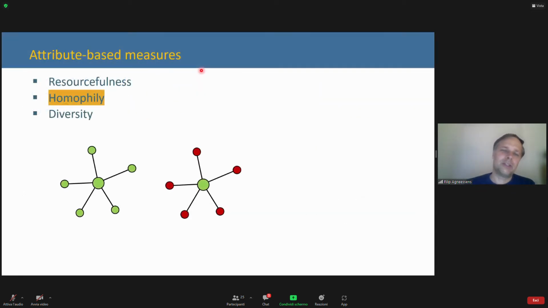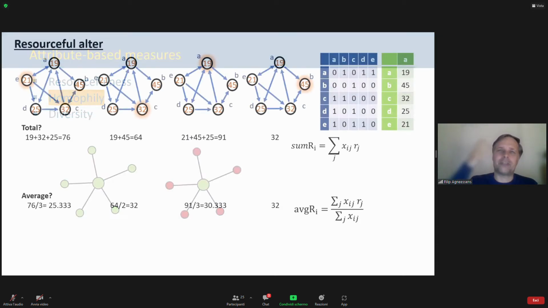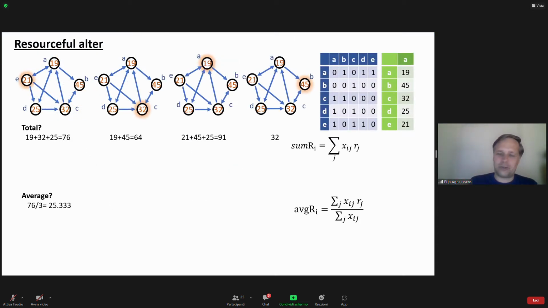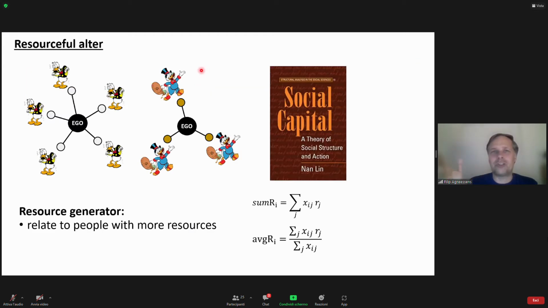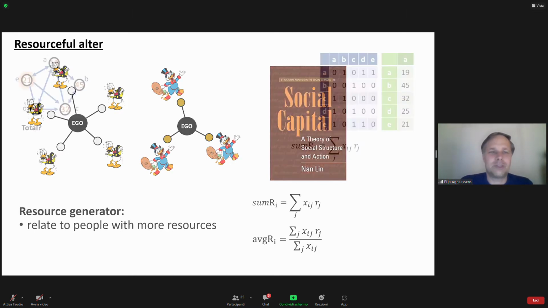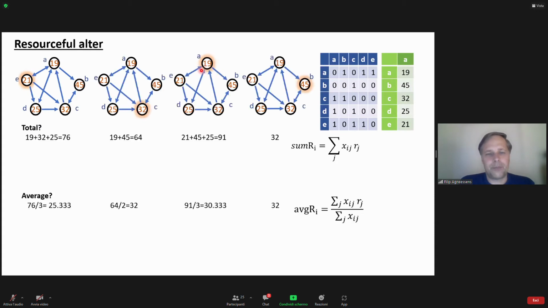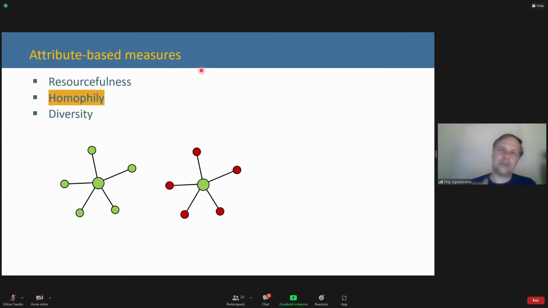Good. So that's a very simple version. It's very simple because it's just taking the resourcefulness of the others into account. So it's not the degree of a node, but the degree weighted by the resourcefulness of the others they're connected with. A second approach to include attributes is to look at homophily.